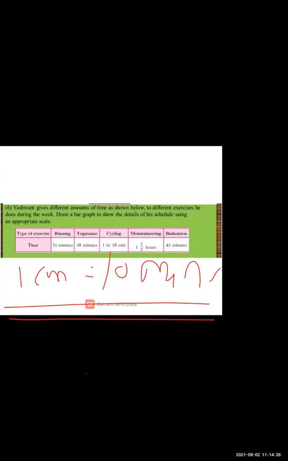Question number 6 and 7. You have to give the scale on your own. For question number 6, I have given you the scale, 1 centimeter equals 10 minutes, correct? But for question number 7, you have to make the scale on your own.